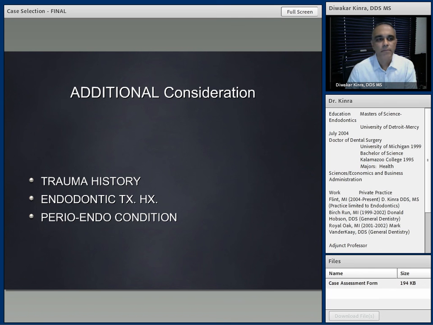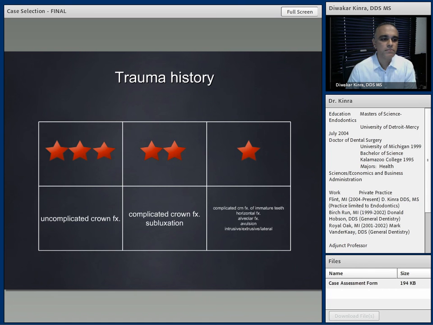Again, more kids are playing sports and they're going to have trauma. And when they're uncomplicated crown fractures, these are our 3-star patients. We can deal with them pretty easily. But guess what? These patients are not coming into my office first. They're coming into your office first. They're calling their dentist because they've had an issue and they want to see you right away.